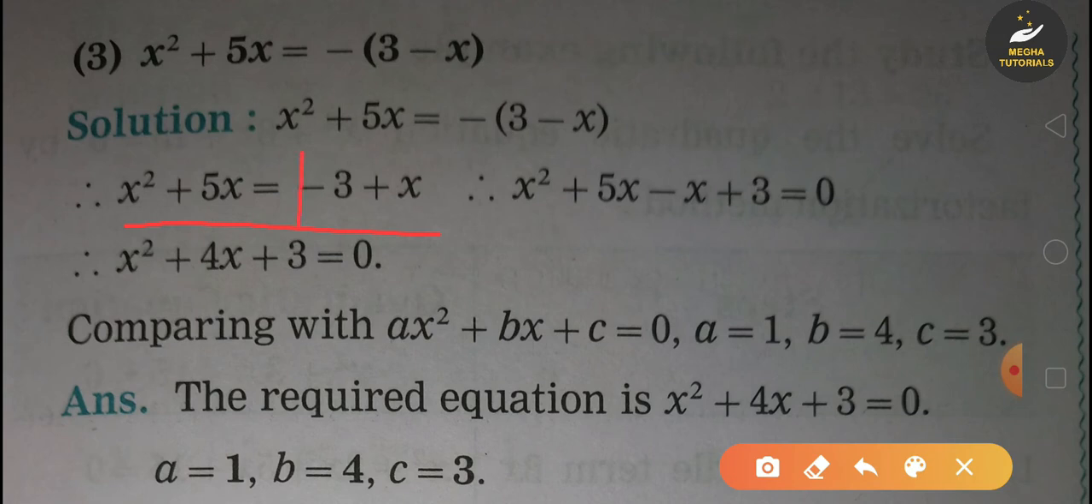Then we will transpose terms on the right hand side to the left side using transposition. So we'll get x square plus 5x minus x plus 3 is equal to 0. So 5x and x are like terms, so we'll solve them further. So we'll get x square plus 4x plus 3 is equal to 0.